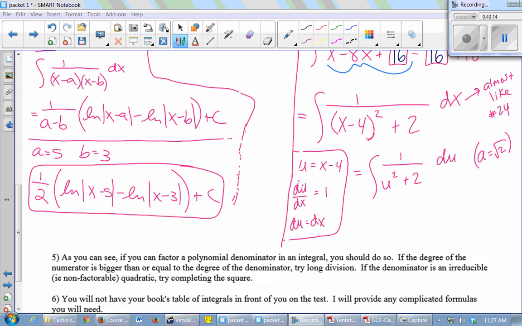So then I just plug in using this formula, and I get 1 over a, 1 over root 2, times the arctan of x over a, but x is really u, so this would be u over root 2 plus c. And then the last thing I have to do is substitute back, replace my u with x minus 4.